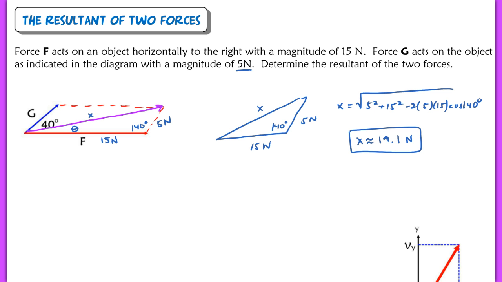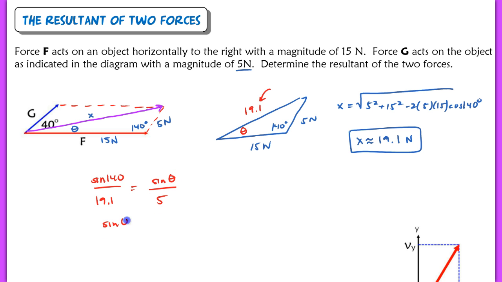Now, to find the direction of our resultant, we need to calculate theta, and because I now have this particular side, 19.1, and you would want to store that value, now you can use the law of sines. So I'm missing this angle measure here, and I have a complete ratio, so the sine of 140 degrees over the length here of that particular resultant, 19.1, should equal the sine of theta over 5.